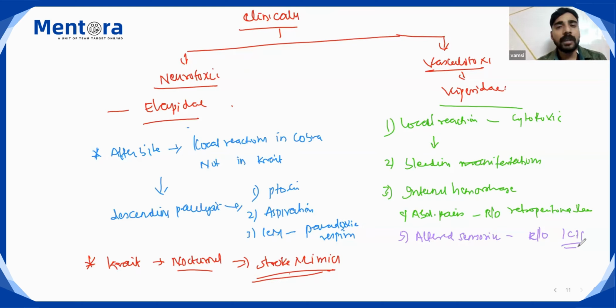Right? If it's a viperidae bite, there is a very huge local reaction, like complete cytotoxicity, edema, cellulitis, and necrosis also. Then they'll have bleeding manifestations. One is external bleeding: subconjunctival hemorrhage, epistaxis, bleeding from the mucosa and gums. Then they have internal bleeding also: abdominal pain suggests GI bleed, back pain suggests retroperitoneal bleed, and altered sensorium suggests intracranial hemorrhage. So just rule out all these things.